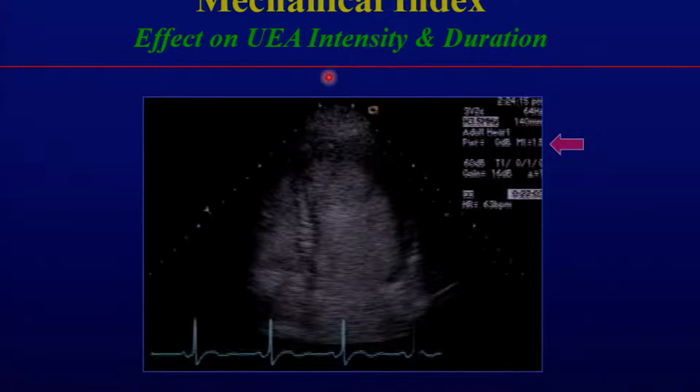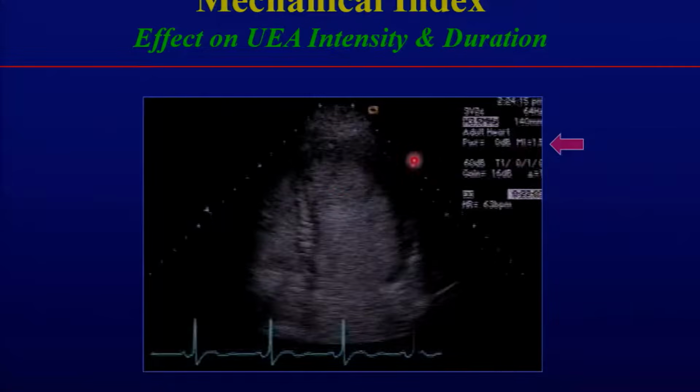So let's try to illustrate the effect of the mechanical index on these ultrasound enhancing agents' intensity and duration. So what I have here for you, okay, is you see it's a harmonic, and you see the mechanical index is almost 1.5 or something like this. I'm going to decrease the mechanical index from very high to low, and notice what would happen with the opacification of the ventricle. At a high mechanical index, there's going to be a lot of destruction, and what destruction looks like, it's almost like a hurricane.